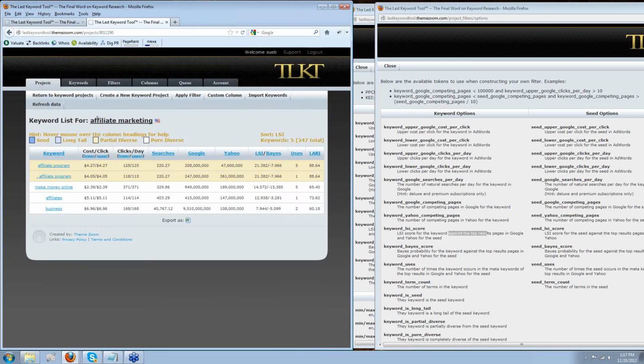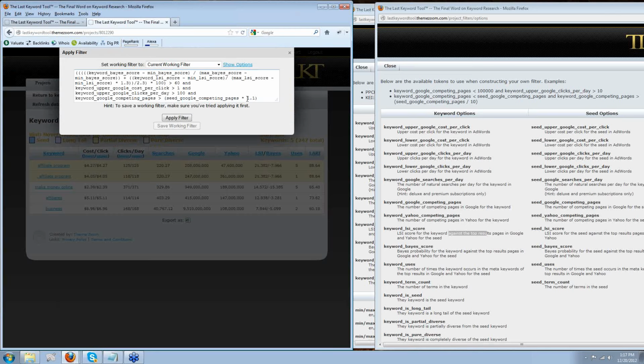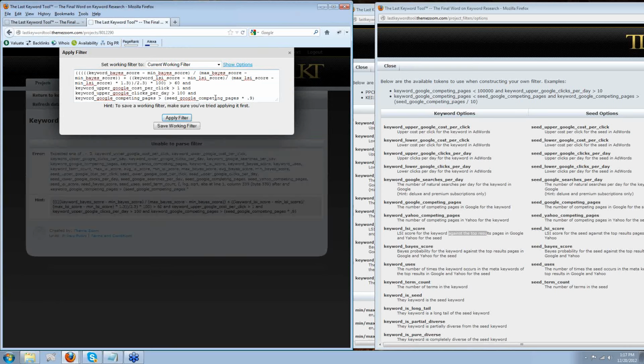But what this is saying is that silos that are above, so if affiliate marketing is your basic term, then you might want the silos underneath that. But if you were looking at silos that are actually larger than that, then affiliate program, make money online, affiliates, and business. So let's just shift this filter a little bit and say, instead of being something bigger, let's times it by 0.9.